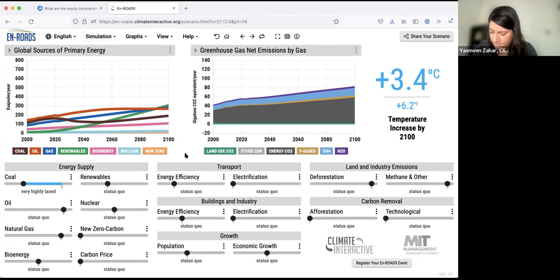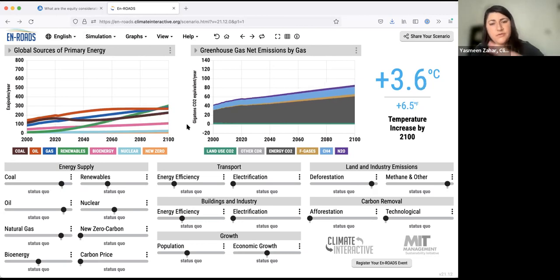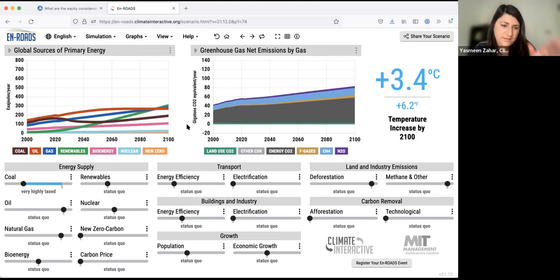All right, and so the next one that we can test out is renewables. So we saw that when we taxed coal or increased the price of coal, we saw renewables bump up a little bit. And that's without going directly after renewables and implementing even more of a subsidy. So if we were to subsidize renewables, either through a government subsidy or increased private investments, that would make renewables cheaper. So we're at 3.4 degrees now.